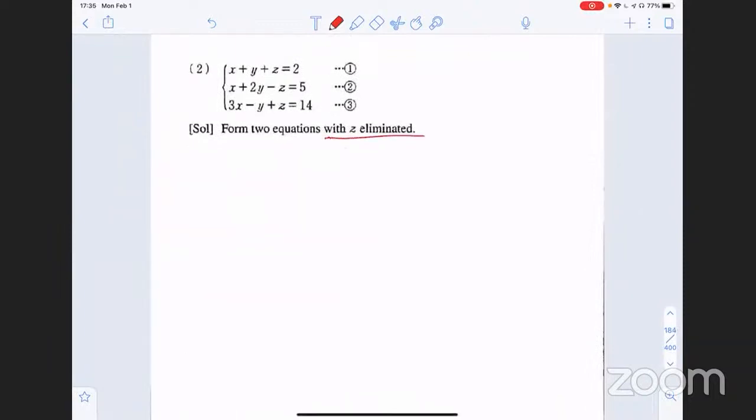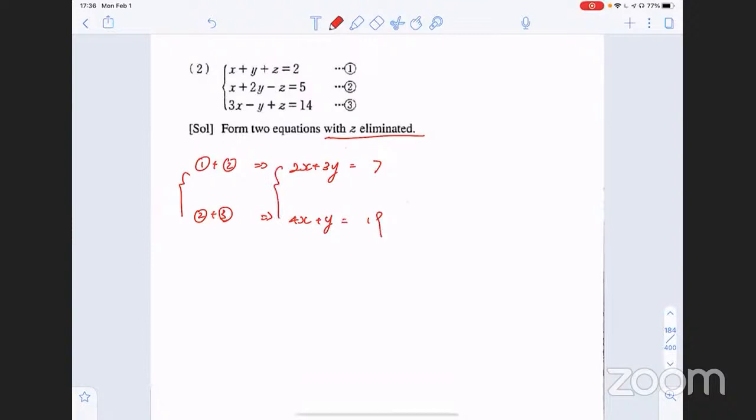So with z eliminated, if I want to get rid of z, first I'll use 1 plus 2, right? Second, I will use 2 plus 3. You're basically creating two new linear equations, so that I can just deal with x and y. So if I use 1 plus 2, I will get 2x plus 3y equal to 7. The second equation I get is 4x plus y equal to 19.